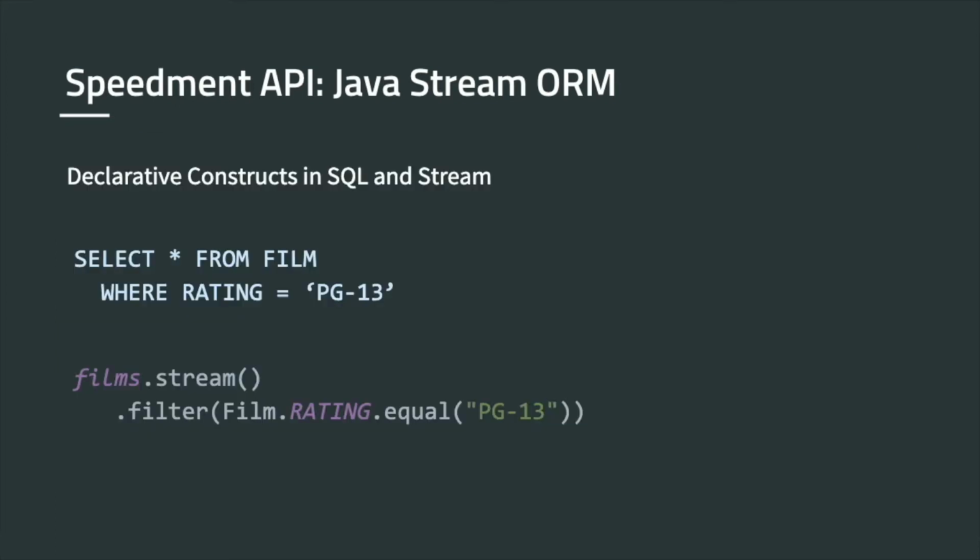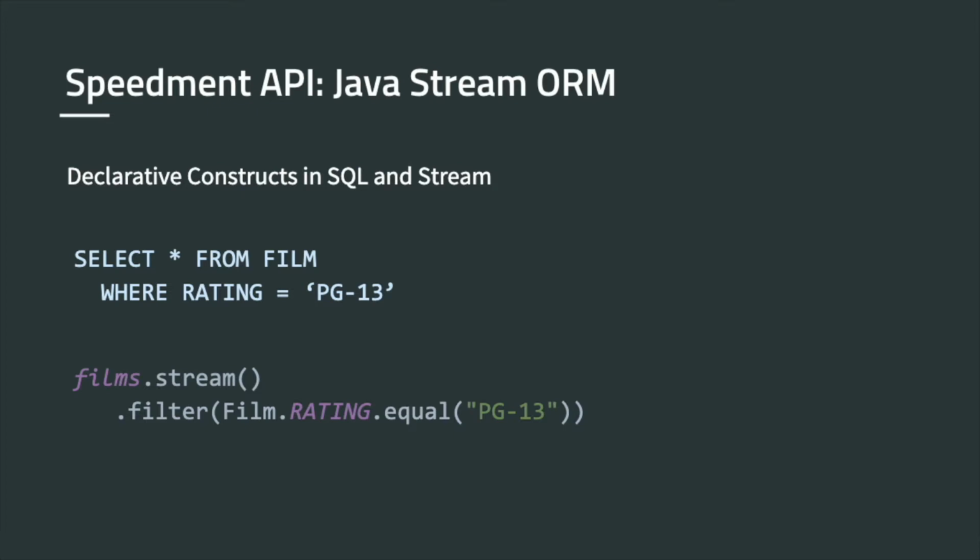So let's compare the Java Stream interface with SQL. You see this: select star from film where rating equals PG-13. PG-13 is the American system of categorizing films. It means that you have to be 13 or above to see this. Otherwise, you have to have your parent with you. And when the database gets this query, it's free to use any resources it has to send back all the films that satisfy this predicate.